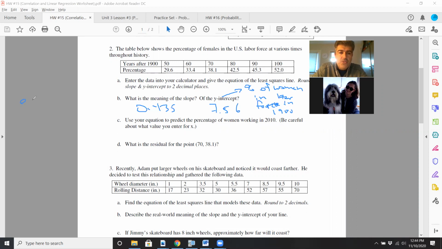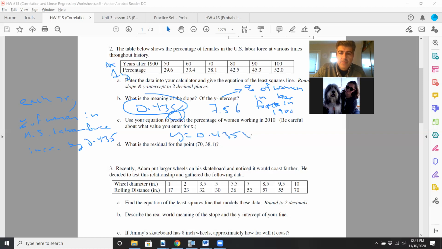For the slope, 0.435, what this means is that each year, the percent of women in the US labor force increases by 0.435. So it's a slope, remember, change in Y over change in X. What's Y? Percentage. What's X? Years. So for every year, it's a ratio of 0.435 to one. So for 1 year, the percent of women in the US labor force increased by 0.435 on average for a 100-year period. Use the equation to predict the percent of women who would be working in 2010, where the equation is this, right? And you simply plug in 110.